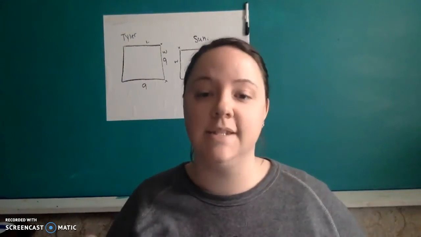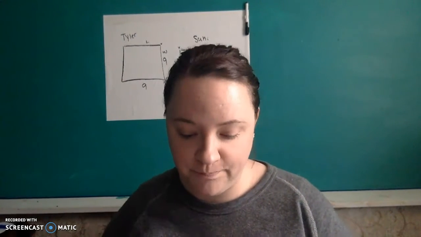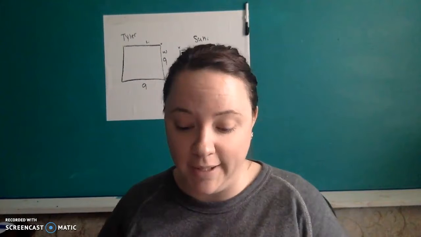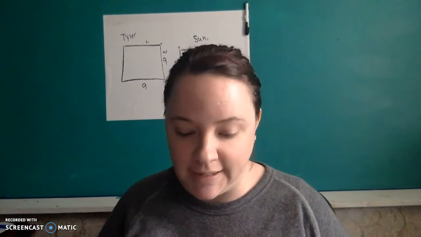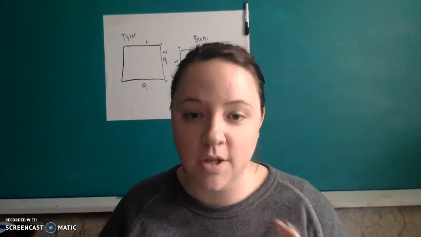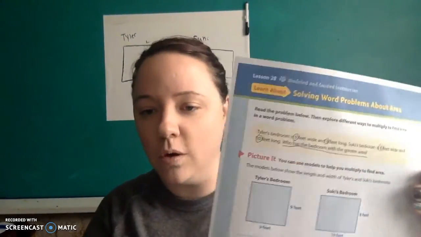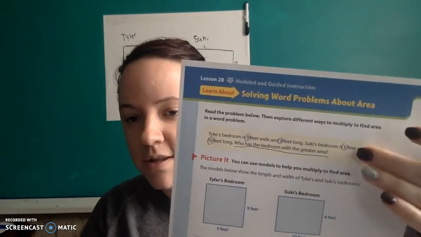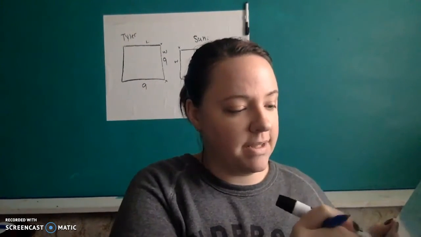The underlining is the question that is being asked. So I'm going to read this again. Tyler's bedroom is 9 feet wide and 9 feet long. Suki's bedroom is 8 feet wide and 10 feet long. Who has the bedroom with the greater area? So there's our question. Sometimes at the end, sometimes they trick you and they try to put it in the beginning or in the middle. So it's right there. Good. Underlining is done. Next is boxing.